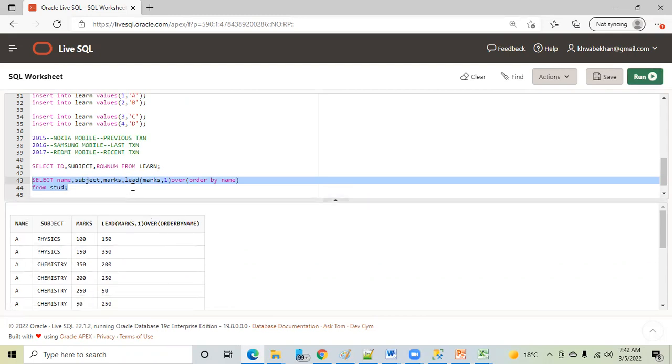Now, if you see, I have written here lead marks, comma one, over order by name. These all are window functions, okay? And lead is my favorite. This has solved many tough questions. It is a simple manner we write it.